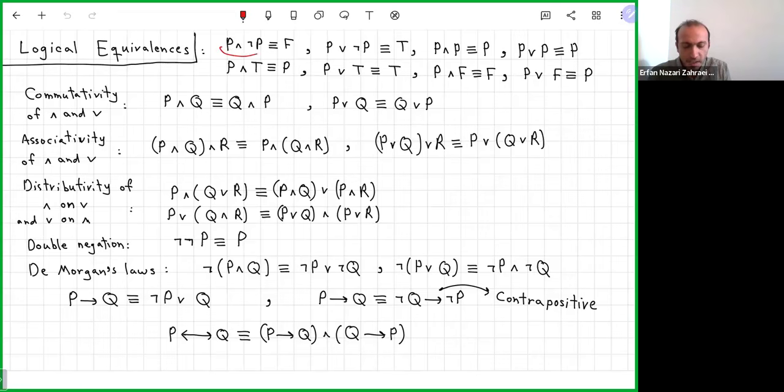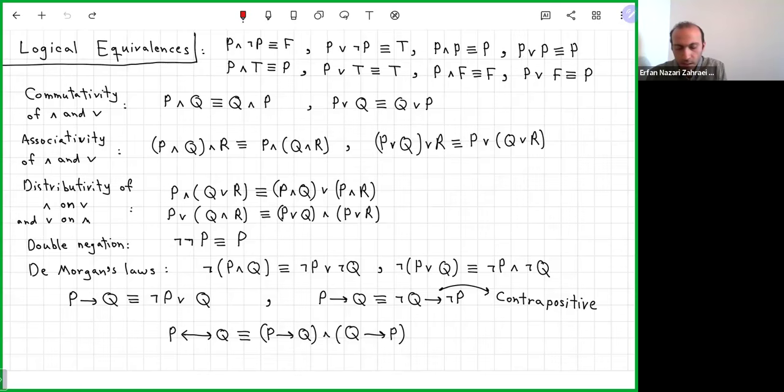So for example, P and not P. Out of P and not P, exactly one of them is true. One of them is false. And is only true if both of them are true. So this never happens. So it's always false. Something that is always false is called a contradiction. Another notation for contradiction is this. So writing F or this, it doesn't matter. Always false, or contradiction.